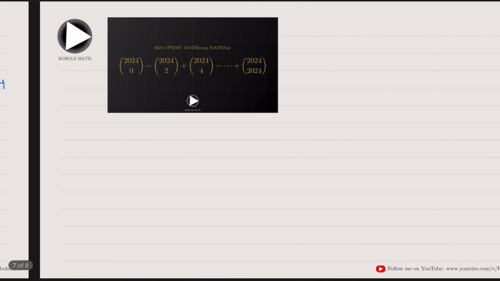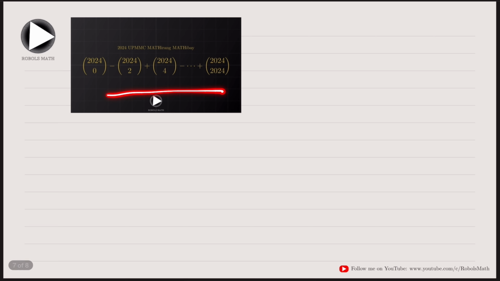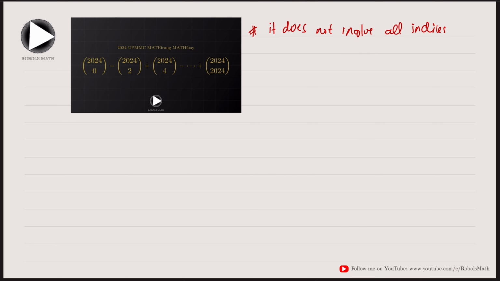If you look at the problem at hand, we could conclude at least three differences. Number one, it does not involve all indices. Because if you look carefully here, we have the 1s, the 3s, the 5s, basically all odds are missing.